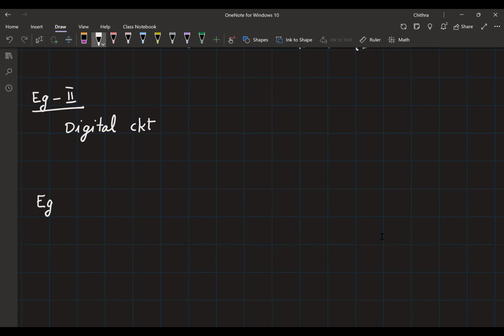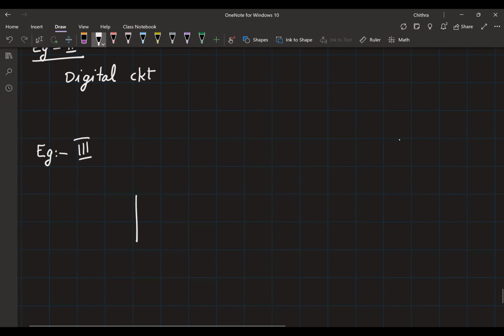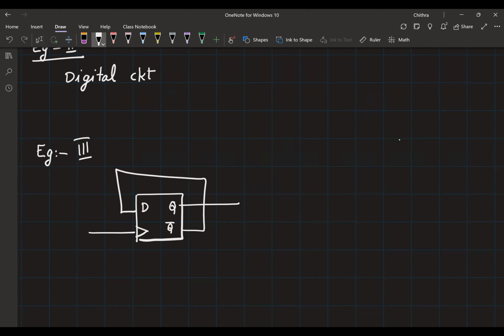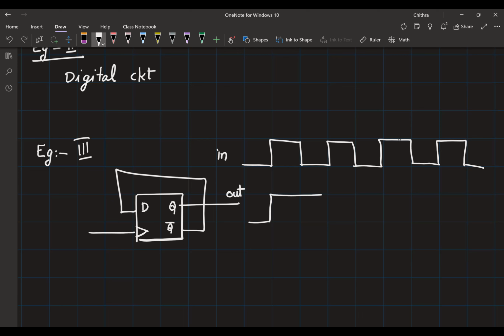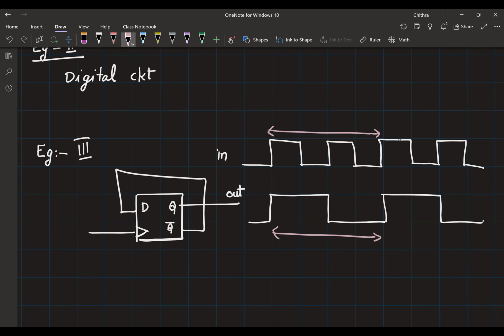So a third example. Let's say I have a divider. I'll take the simplest case of the divider. Right? So if the input clock is this, the output will be a divided by two signal. So the period jitter of the output clock is basically n period jitter of the input clock, where n is equal to 2. Is that clear?